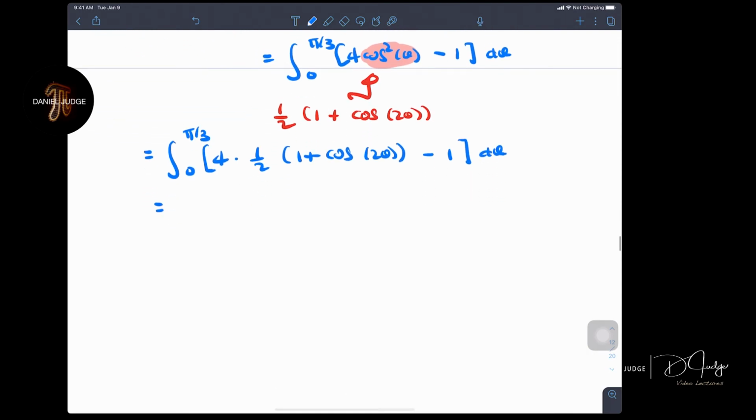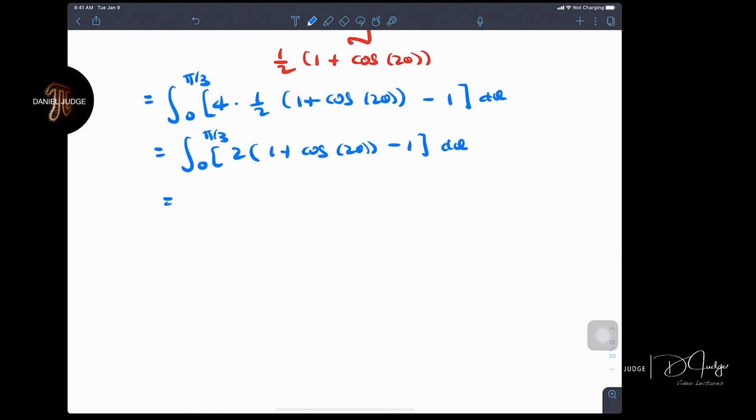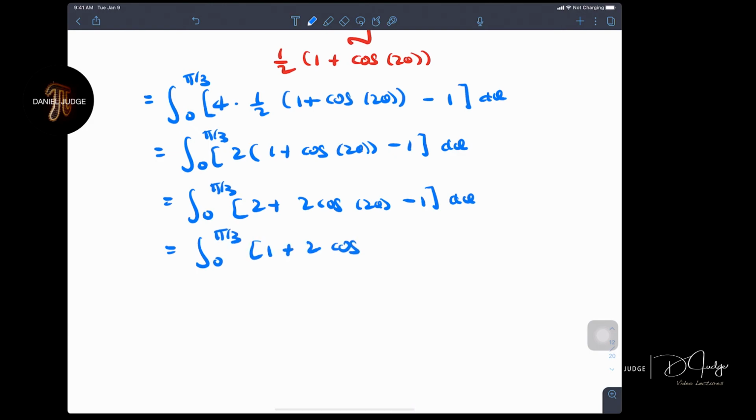4 times 1/2 is 2. So 0 to pi over 3, 2 times 1 plus cosine 2 theta, minus 1. So we're going to distribute there. 2 plus 2 cosine 2 theta minus 1. And you end up with 1 plus 2 cosine 2 theta.